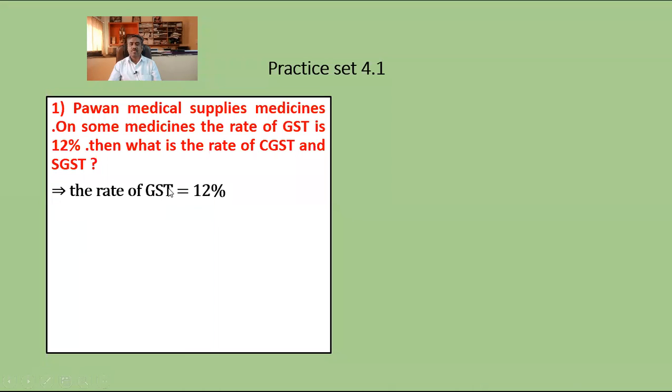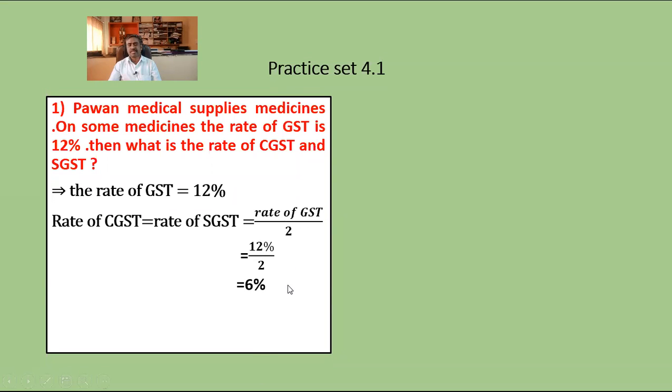The rate of GST is equal to 12%. The rate of CGST and SGST is half of the rate of GST. Therefore, rate of CGST is equal to rate of SGST is equal to rate of GST upon 2. 12% upon 2 is equal to 6%. Therefore, rate of CGST is 6% and rate of SGST is equal to 6%.